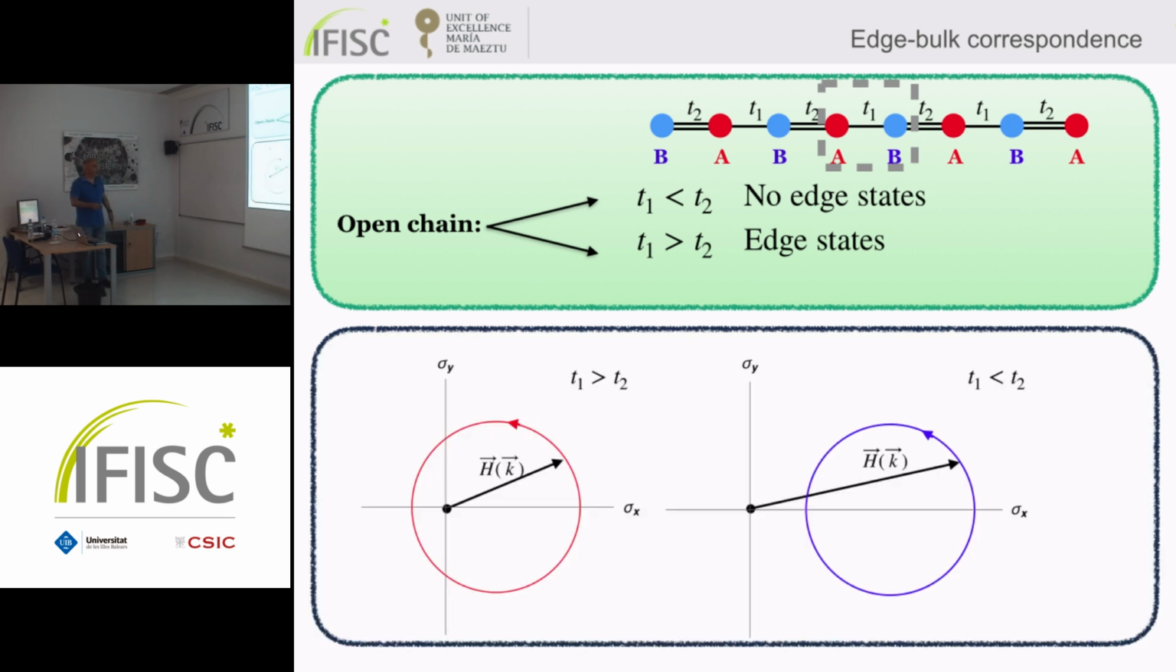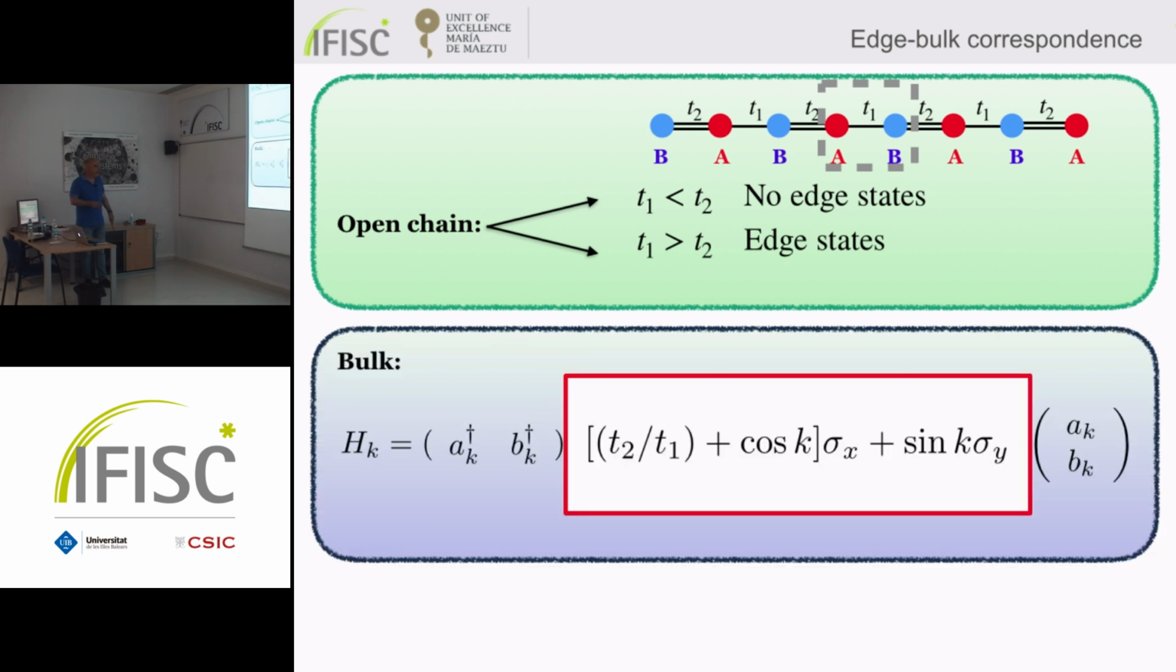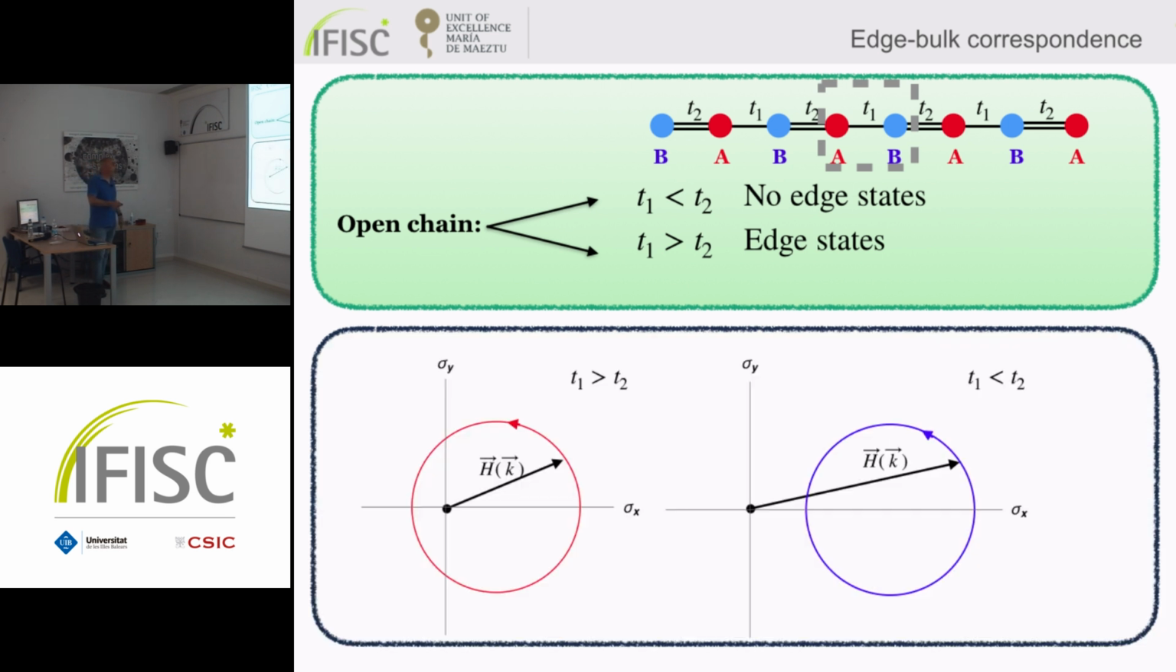In one case, I have a circle. This is just the amplitude, the modulus of this vector. A circle that winds around the origin of the axes. And in the other case, the circle does not wind around the origin.